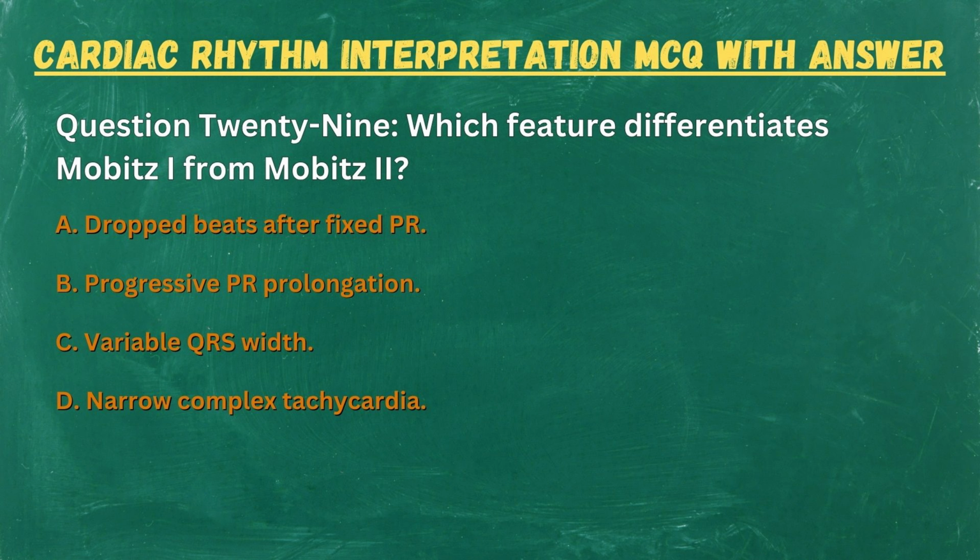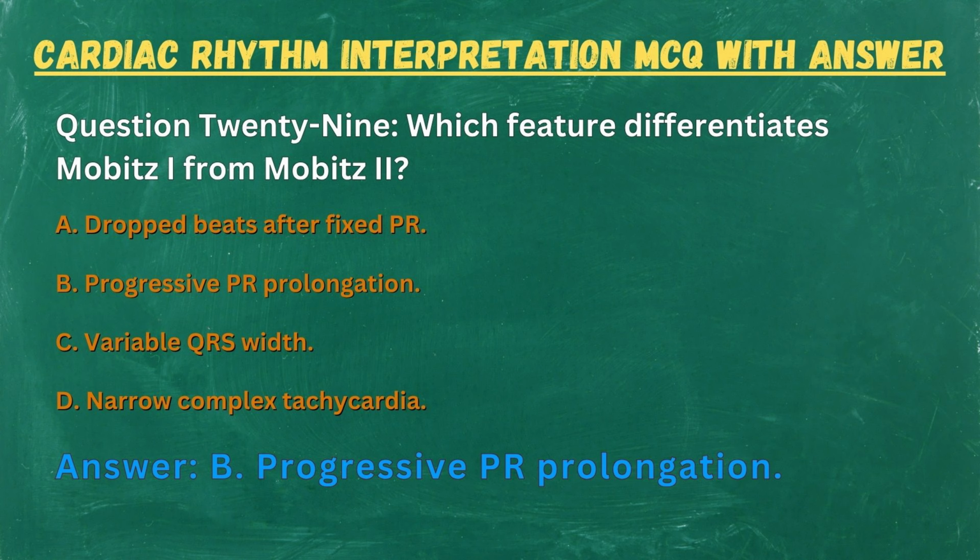Question 29. Which feature differentiates Mobitz 1 from Mobitz 2? A. Drop beats after fixed PR. B. Progressive PR prolongation. C. Variable QRS width. D. Narrow complex tachycardia. Answer: B. Progressive PR prolongation.